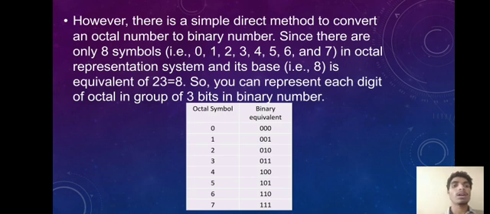This is the octal symbol to binary equivalent table. 0 is 000, 1 is 001, 2 is 010 and 3 is 011, 4 is 100, 5 is 101 and 6 is 110 and 7 is 111.